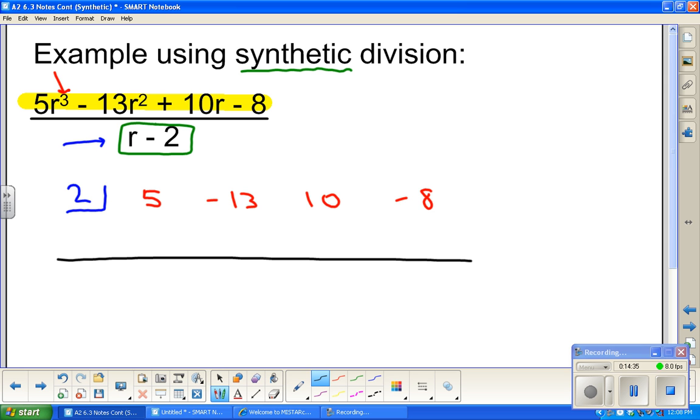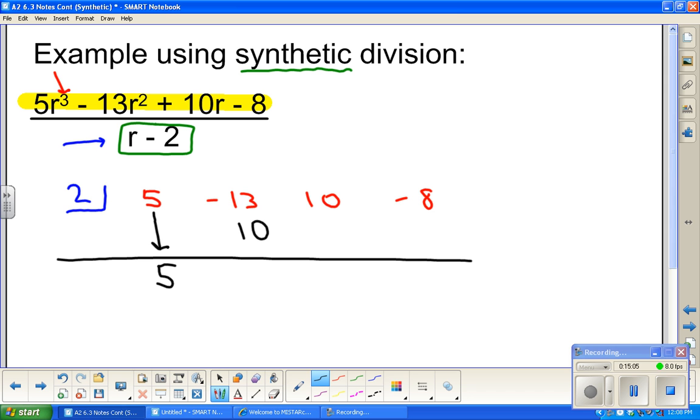All right, now here's where the magic starts. Ready? Here's your process. Bring the first number down. Not the 2 that you have in the box, but the first actual coefficient just gets brought down. Okay, so we got 5 down there. And the process from here is you take the 5 and you multiply it by the 2, whatever's in the box. 5 times 2, that's your next number.